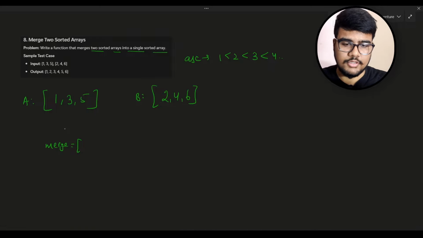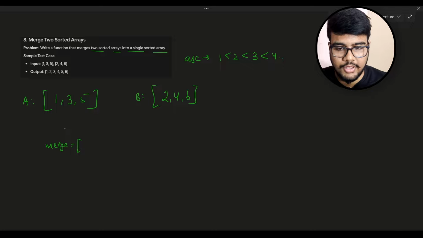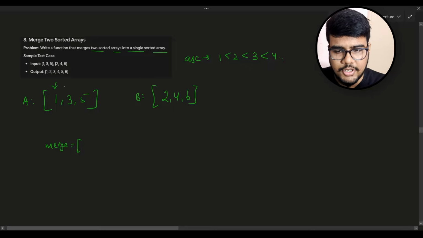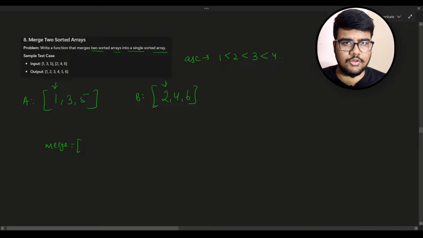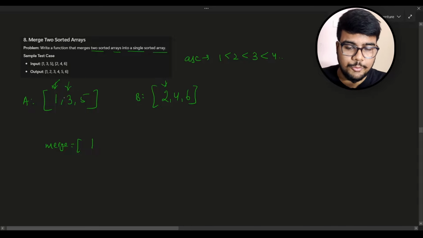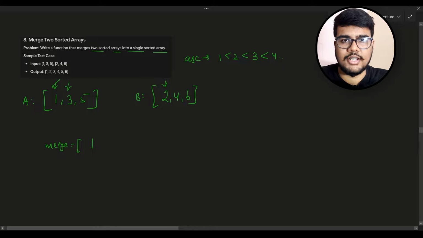If I give you this type of condition in real life, what you will do is compare the very first element of each array. Then you will put the smaller one into the merged or answer array. So we'll put 1 because 1 is less than 2. And we'll see the next element of A, which would be 3, and B's pointer would stay the same because we have not processed that particular element that we are pointing to.